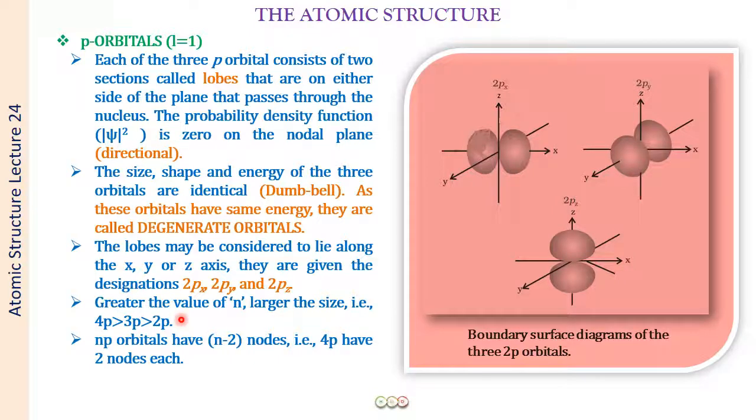And what about the nodes for the p orbitals? We have a general formula for p orbitals as well. n p orbitals will have n minus 2 nodes. n s orbitals had n minus 1 nodes, n p orbitals have n minus 2 nodes. So this means 4p has 2 nodes. What about 3p? Well, 3p will have 1 node and 2p will have 0 nodes.